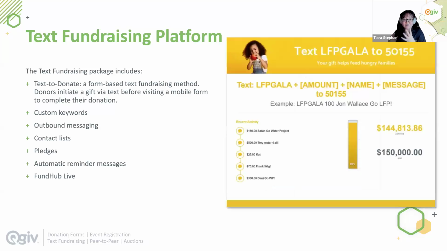We also include FundHub Live. So it's that live screencast where you can add the information for your keyword, your short code, how to actually use text fundraising, include that fundraising thermometer so that donors can keep track of the progress of your fundraising at your event, and also that live activity feed where donors can see their name up there and see the donation that they've made has been received. This is really, really great for fundraising events.